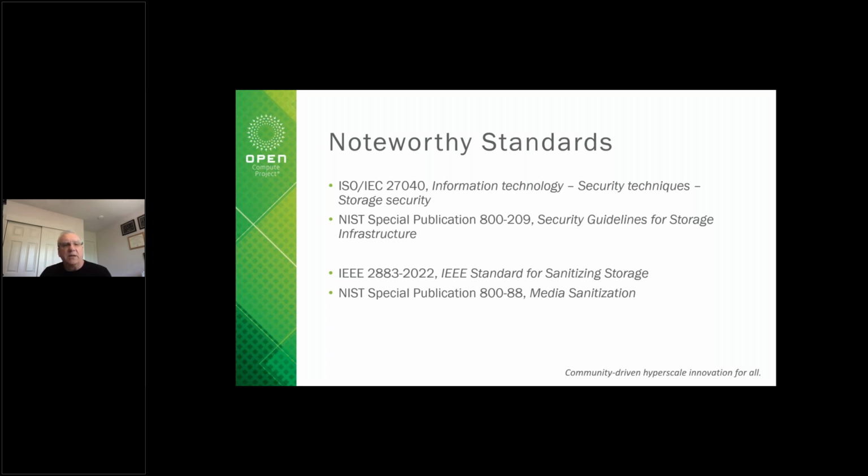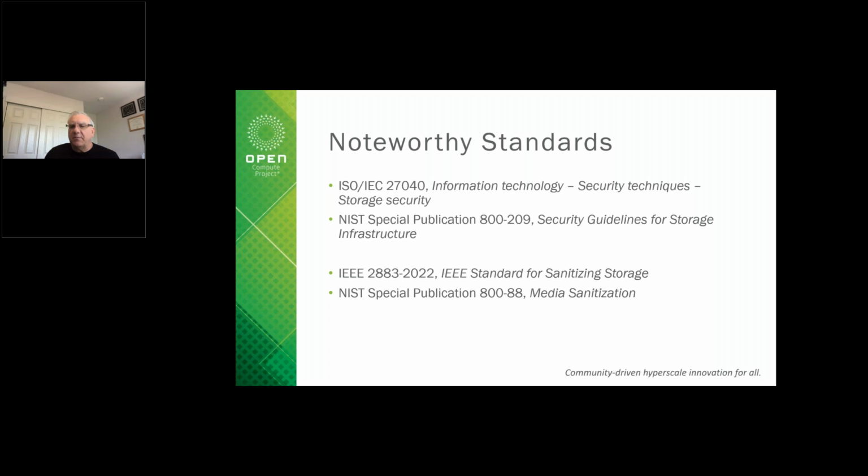There are a couple of other documents in NIST. And if you're interested in requirements around media sanitization, the new IEEE 2883 is something you probably want to pay attention to. So that's what I have for you today in terms of what's going on in the regulatory space. As you can tell, some of it's a bit fluid and complicated and involves lots of lawyers. So I think I'll stop there.